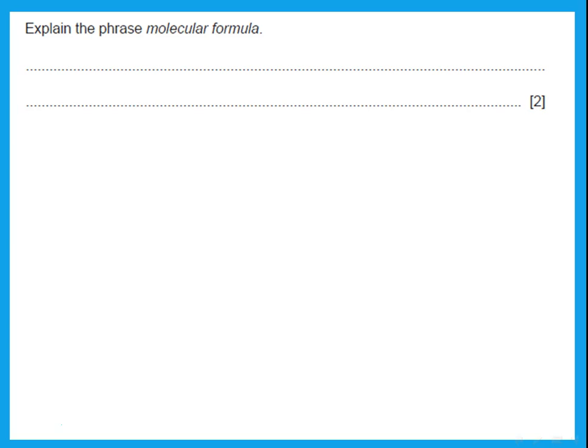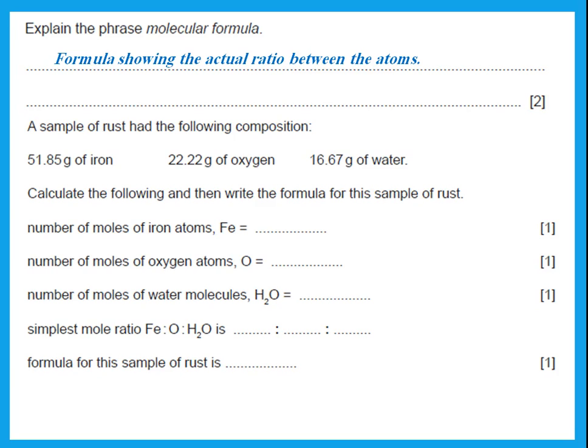Okay, explain the phrase molecular formula. It is the formula showing the actual ratios between the atoms. This is the next question. A sample of rust had the following composition. Calculate the following and then write the formula of the sample of rust.